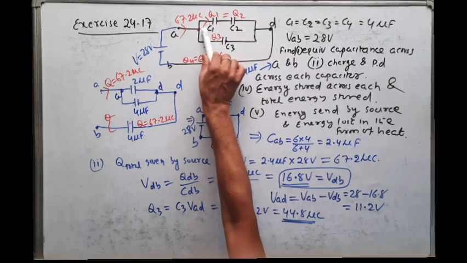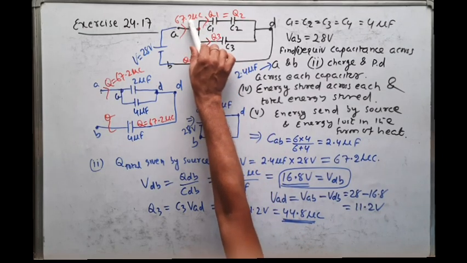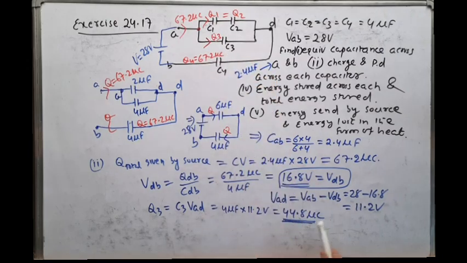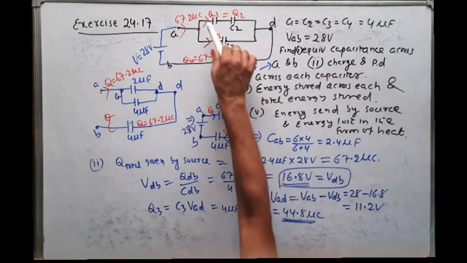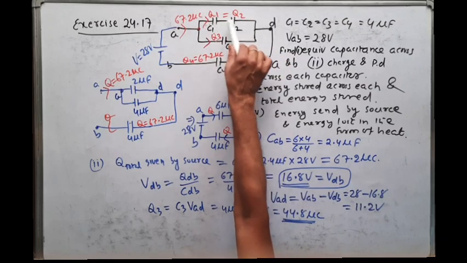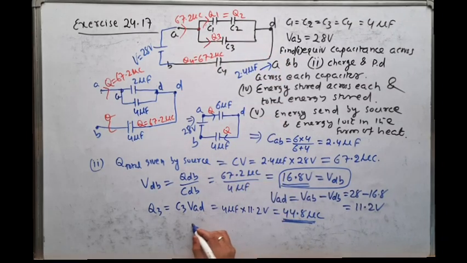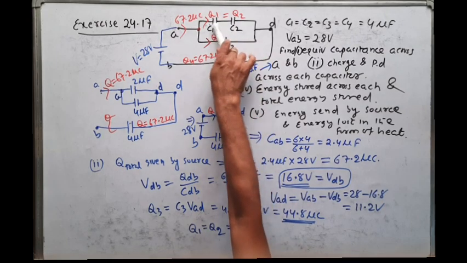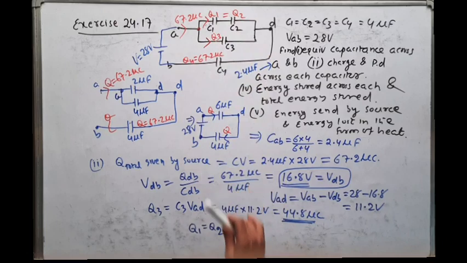But what is the total charge incoming to this point? 67.2. Out of that, charge through this C3 is equal to 44.8. So the remaining charge will flow through C1 as well as C2. That is either Q1 or Q2, because these are connected in series. In series, charge remains the same. So Q1 is equal to Q2 is equal to the total charge.